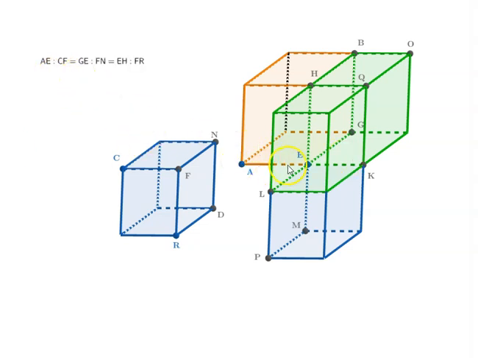AE is to CF as GE is to FN as EH is to FR. Why? Because remember, these two solids are similar. That means their corresponding sides are proportional. So that is what this statement is showing. But CF is equal to EK, EL is equal to FN, and EM is equal to FR.